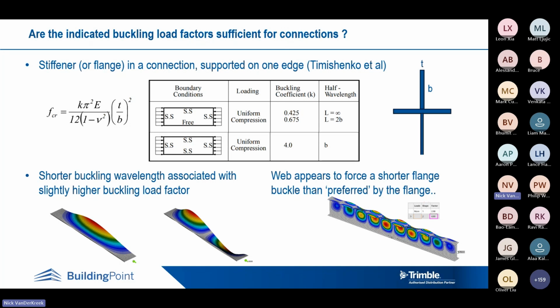But as mentioned before, in Idea Statica, we are looking for some minimum values to satisfy this stability aspect in our connections. So I just wanted to look at a plate outstand, like a flange or a vertical stiffener on a beam in a connection vicinity, and just go back to some fundamentals here. And just as a bit of an exploration of whether these values of 3 or 4 as a minimum buckling load factor are high enough.